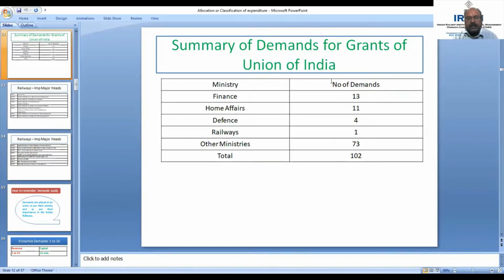See, just the presentation of estimates to Parliament is changed from 16 categories to 1 category. That is the only difference. Allocation and classification, there is no change. Okay.